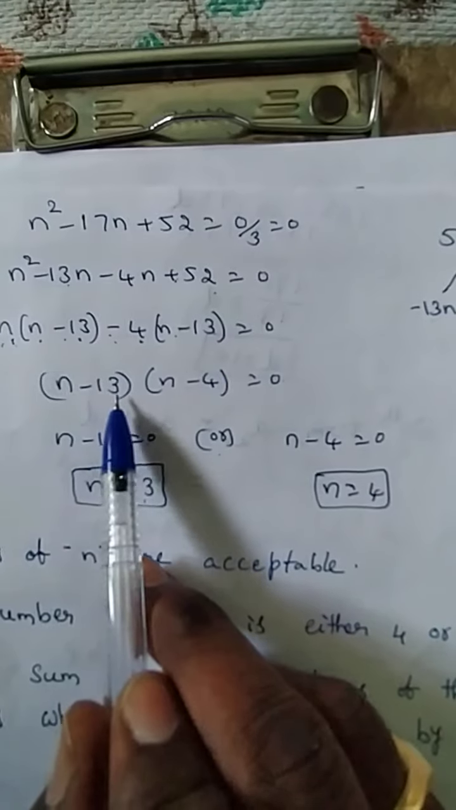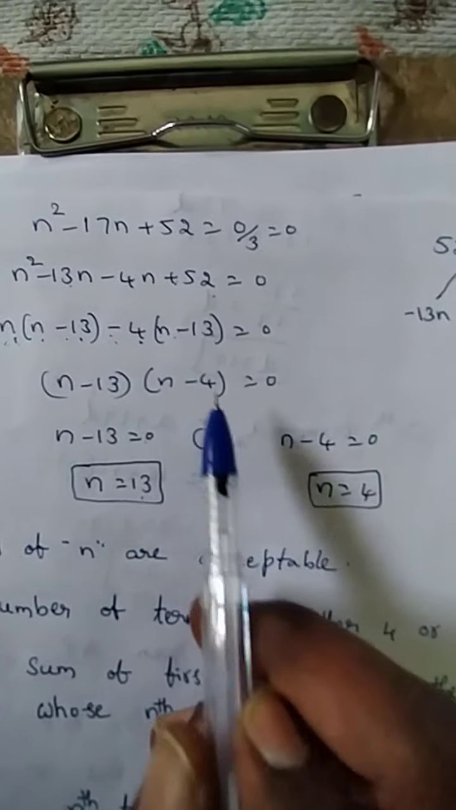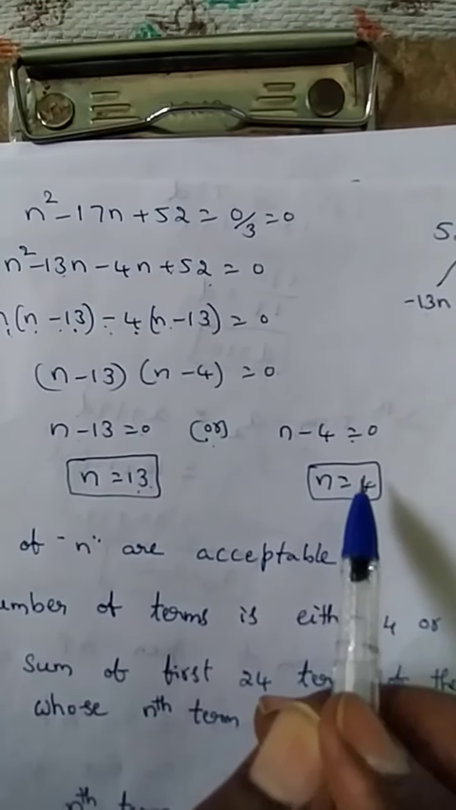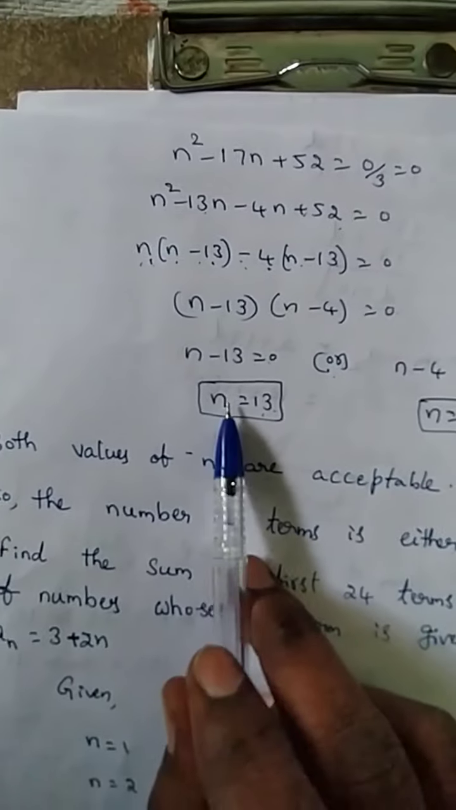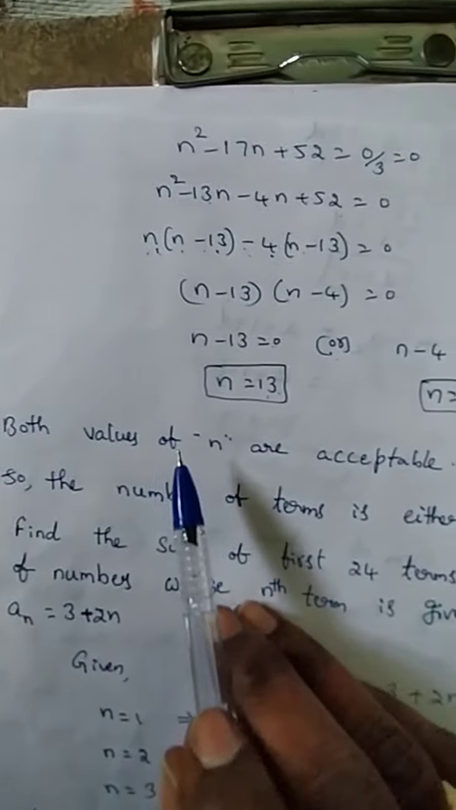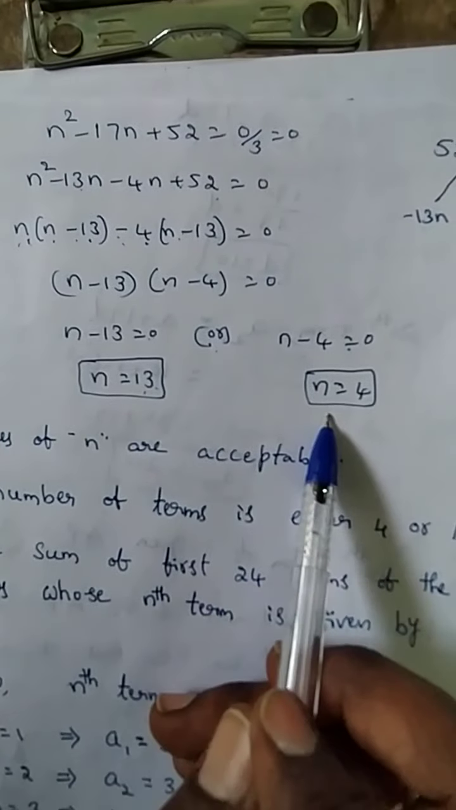We don't know which one is 0 in this case, so we assume that n minus 13 is equal to 0, or n minus 4 is equal to 0. By simplifying, n is equal to 13, n is equal to 4. Here, what is the meaning of n in the problem? The number of terms in that arithmetic progression. So both values of n are acceptable in the situation, 13 and 4.